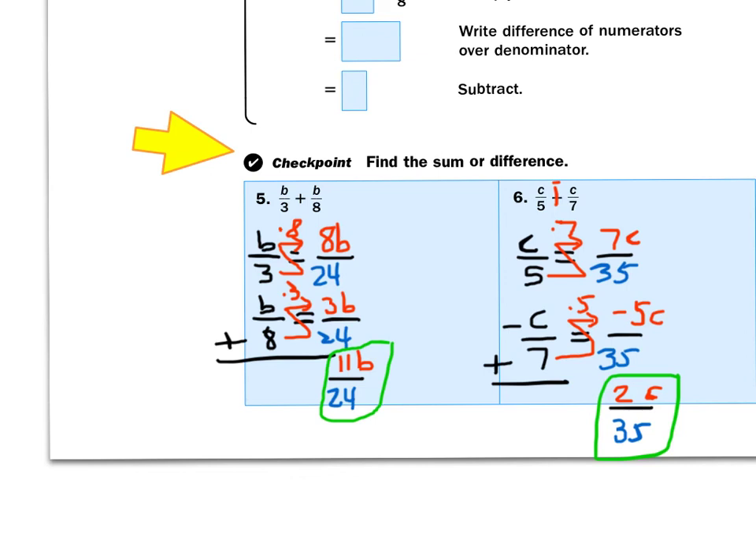And then grab your red pen and start at the 5. 5 goes into 35 7 times. Bring that upstairs. C times 7 is just 7c in algebra. And then start at the 7. 7 goes into 35 5 times. Bring that upstairs. Negative c times 5 makes negative 5c. And then we just add the numerators. 7c plus negative 5c is positive 2c over 35. And I can't reduce, so I box my answer.